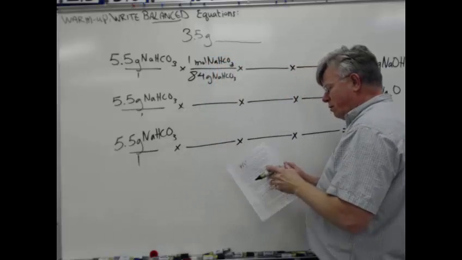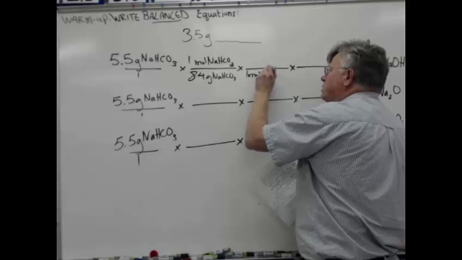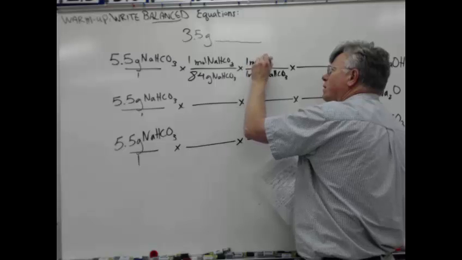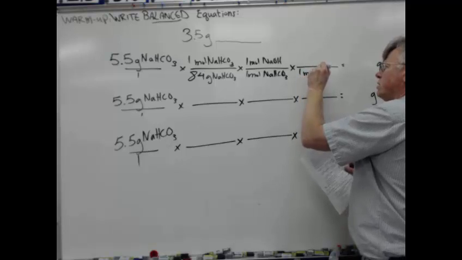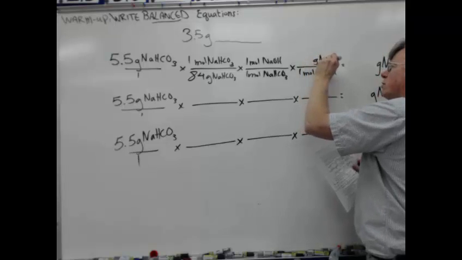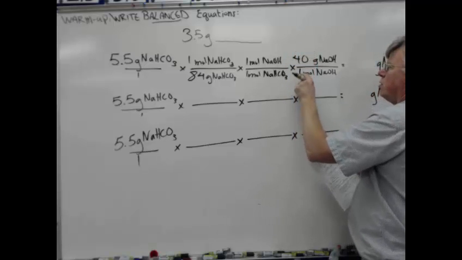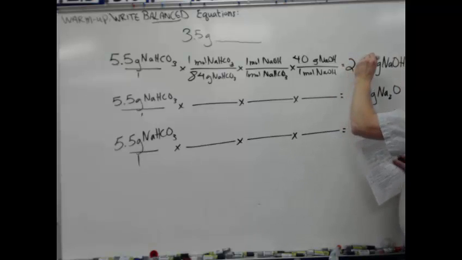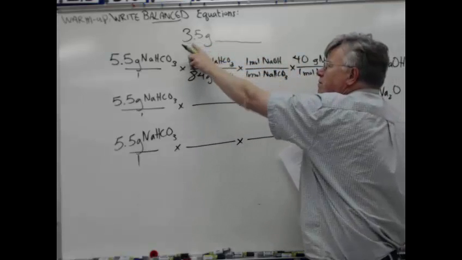Then according to my balanced chemical equation, 1 mole of sodium hydrogen carbonate produces 1 mole of sodium hydroxide. Now I have to convert from moles of sodium hydroxide to grams of sodium hydroxide. The formula mass for sodium hydroxide is 40 grams per mole. When I do the calculation, I get a theoretical amount of 2.6 grams of sodium hydroxide. So that's not a very good match.